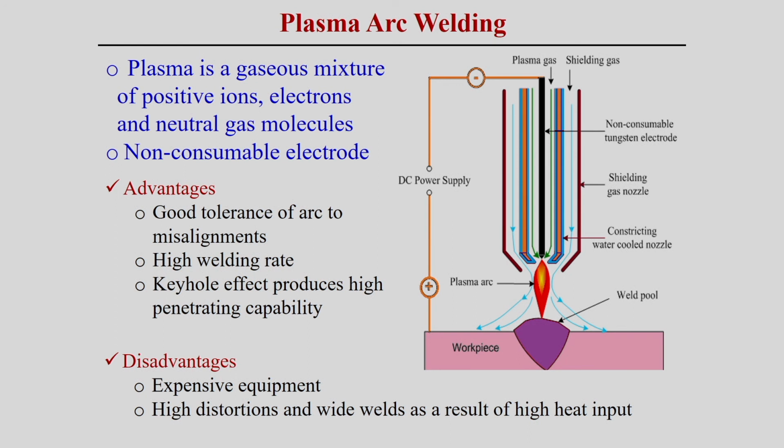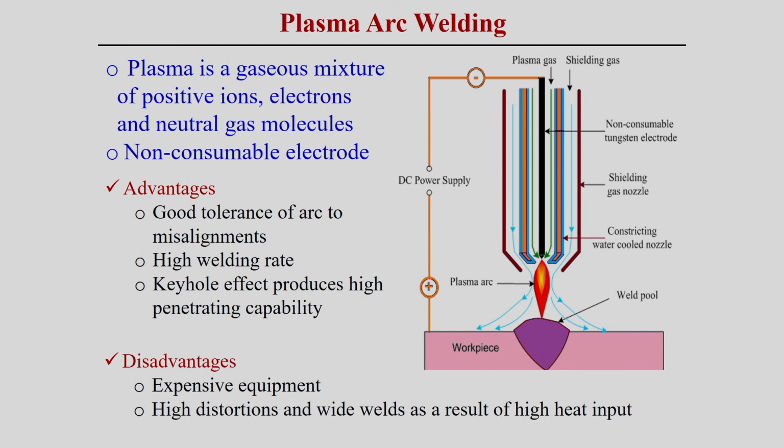One advantage is the position of the water cooled nozzle, with a cooling channel, such that a constricted arc is possible as compared to the open arc in gas metal arc welding. So, very high depth of penetration and a controlled arc are possible using the plasma arc welding process. In this case there is good tolerance of the arc to misalignments. So, basically if there is a misalignment, the tolerance of the arc is very good in this particular plasma arc welding process.